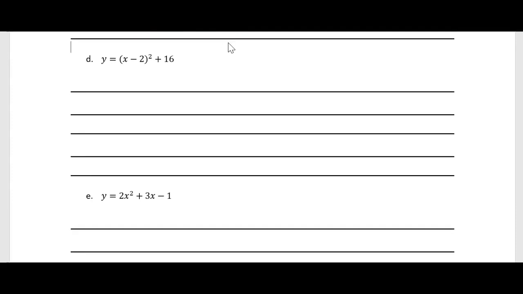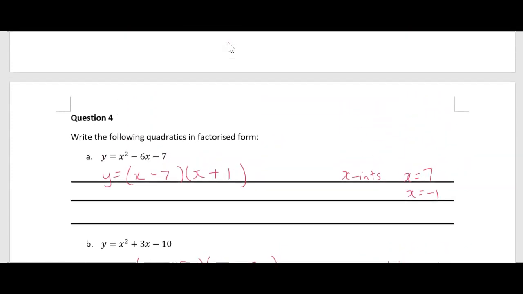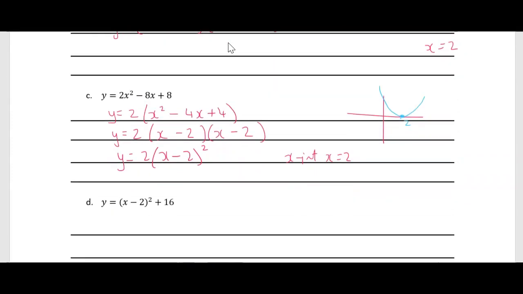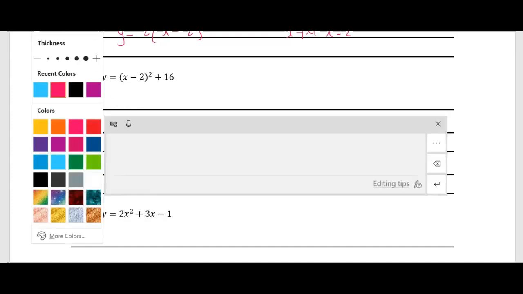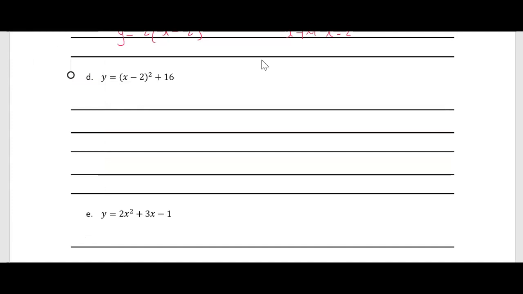So I write these questions. We can't factorize the next one. And the reason we can't factorize it, and maybe it's good to talk about anyway, is that the whole purpose of factorizing is really to find your x-intercept. So let's go ahead and do that. X-intercepts, let y equal 0. So let's go ahead and let that equal 0.